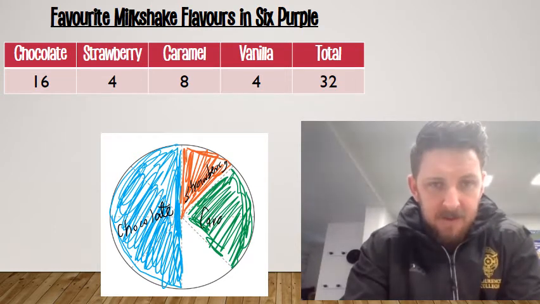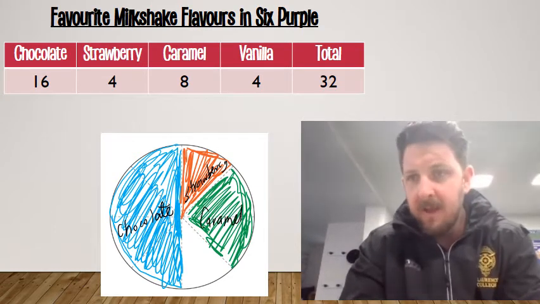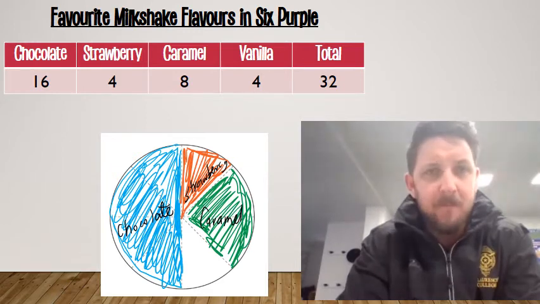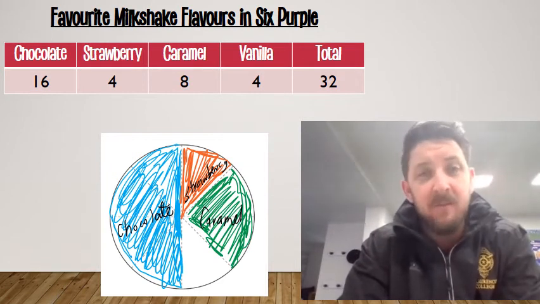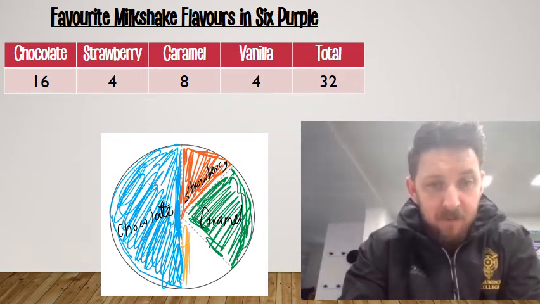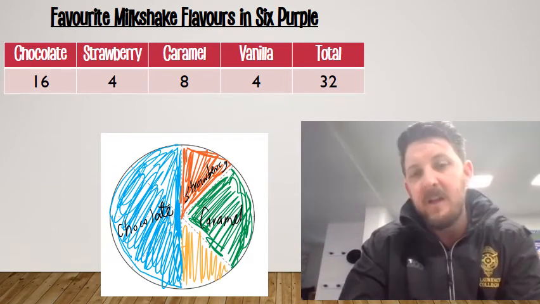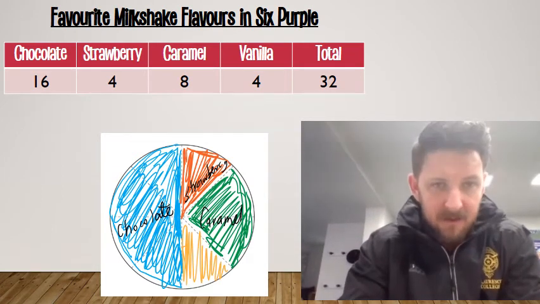I need to label it caramel. And the last one, and if I've done this right, I should have one bit left for the 4 vanillas. Let's put the 4 in there. I colour it in. I label it vanilla.